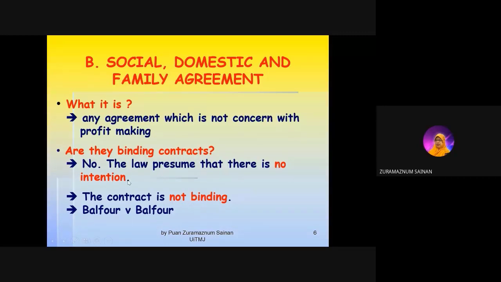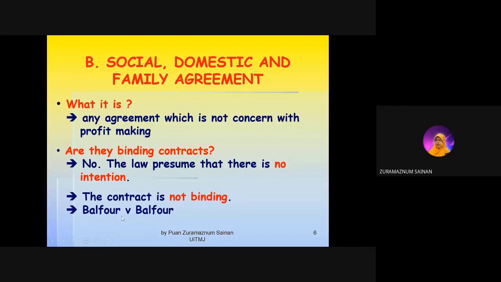Katakanlah si A, the husband promise to bring the wife to Dubai for vacation. Okay, to Dubai for vacation for their anniversary. So this agreement, the promise of the husband here macam nampak serius. Janji ni betul nak bawa pergi Dubai bercuti. But this agreement, since dia categorized under social atau domestic family agreement, in that case, this agreement ataupun this promise is not binding. That's why kalau you nampak case pun Balfour versus Balfour, Mr.